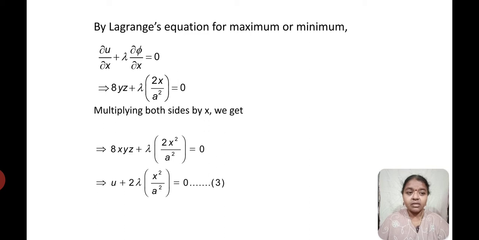And what is that? That is dou u by dou x plus lambda into dou phi by dou x is equal to 0. On substituting, I would be getting 8yz plus lambda into 2x by a square is equal to 0. I will be multiplying both sides by x and I get 8xyz plus lambda into 2x square by a square is equal to 0. We know from equation 1, 8xyz is nothing but u. Therefore, u plus 2 lambda into x square by a square is equal to 0. This is our equation 3.